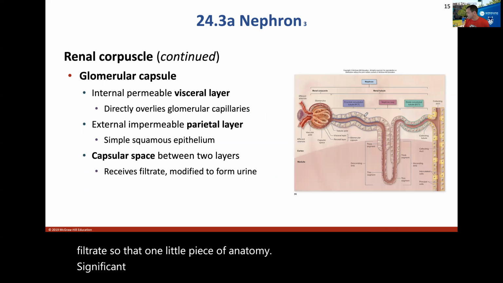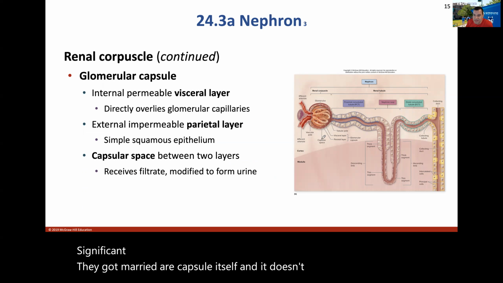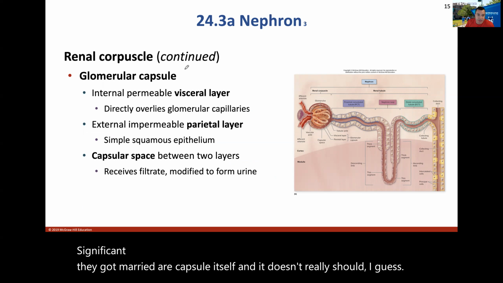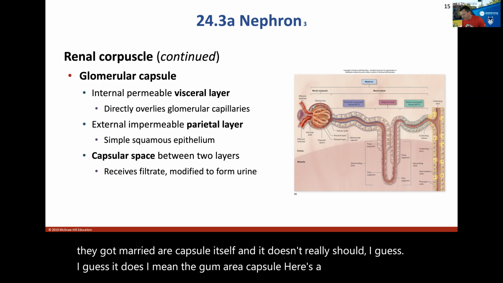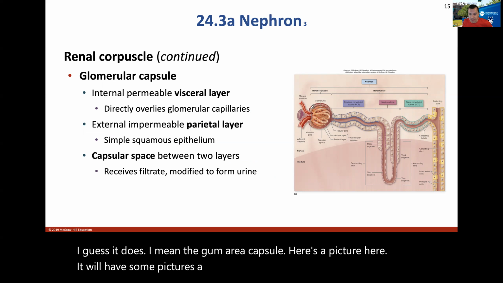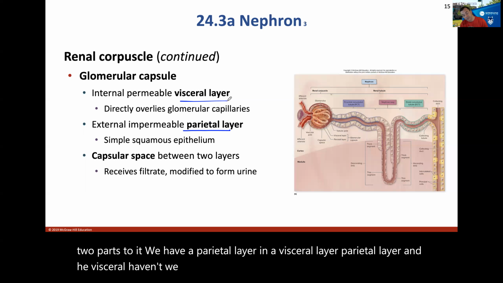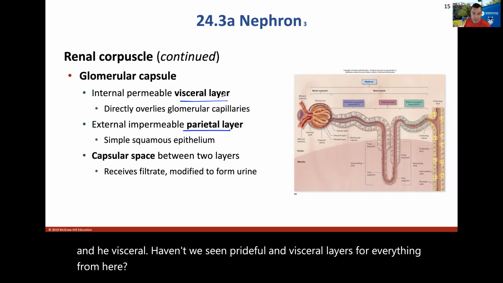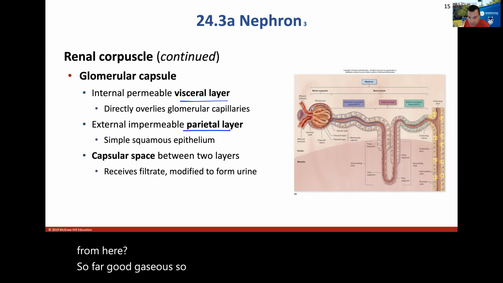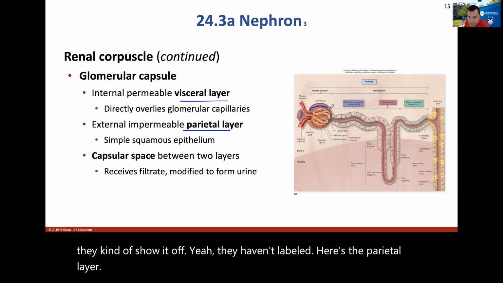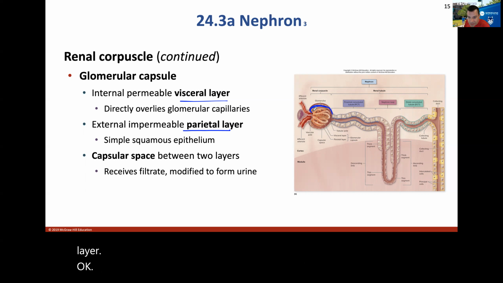The glomerular capsule itself, here's a picture here, and we'll have some pictures a little bit later, but the glomerular capsule has two parts to it. We have a parietal layer and a visceral layer. Haven't we seen parietal and visceral layers for everything so far? Good gosh, yes. So here's the parietal layer. I don't even know if they kind of show it off. Yeah, they have it labeled. Here's the parietal layer. Okay. And then it folds back and forms a visceral layer. And that visceral layer looks really weird.